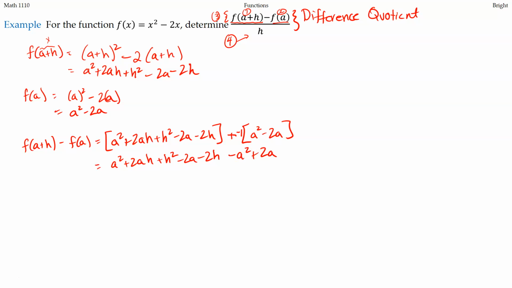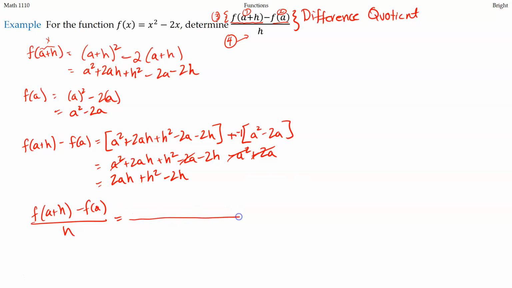Okay, and now I can combine like terms. The a squares are going to end up reducing, as are the 2a's, and I'm left with 2ah plus h squared minus 2h. Hey, that's kind of nice. Okay, and now what I'm going to do is do the last piece of the puzzle here. F of a plus h minus f of a all over h. So this is saying to me that I need to take the numerator, which I found to reduce to 2ah plus h squared minus 2h, and divide that by h.